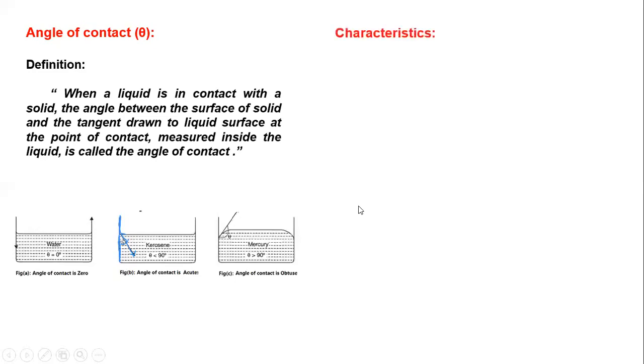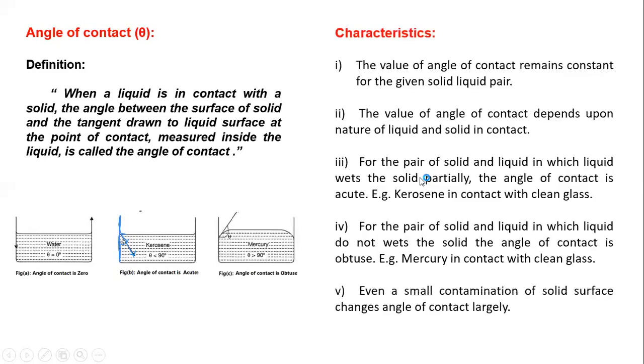Okay, after the angle of contact, we learn its characteristics. Listen, here I want to tell you the angle of contact for kerosene is acute, for mercury it is obtuse, okay? And for water it is 0. Now in the next article we have to learn the explanation of why the angle of contact is acute, obtuse and 0, so that you remember.